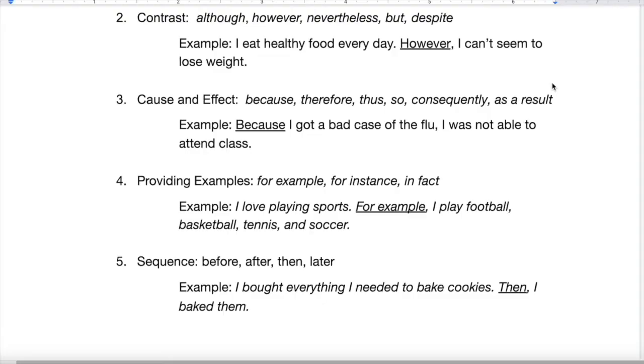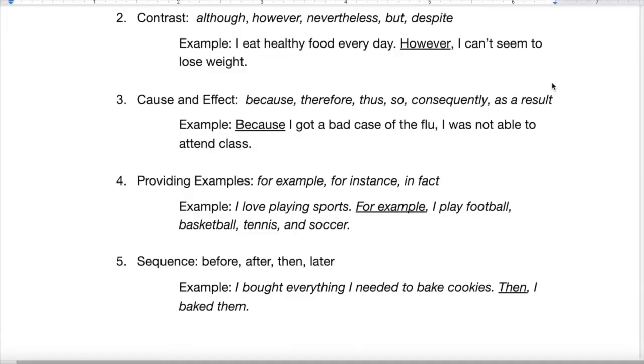Okay. Now when we say cause and effect, here's the thing. The first idea is basically causing the second thing. Read the example. Because I got a bad case of the flu, I was not able to attend class. The first thing, I got a bad case of the flu, causes the second thing. Do you see why that's a cause and effect relationship? Yes.